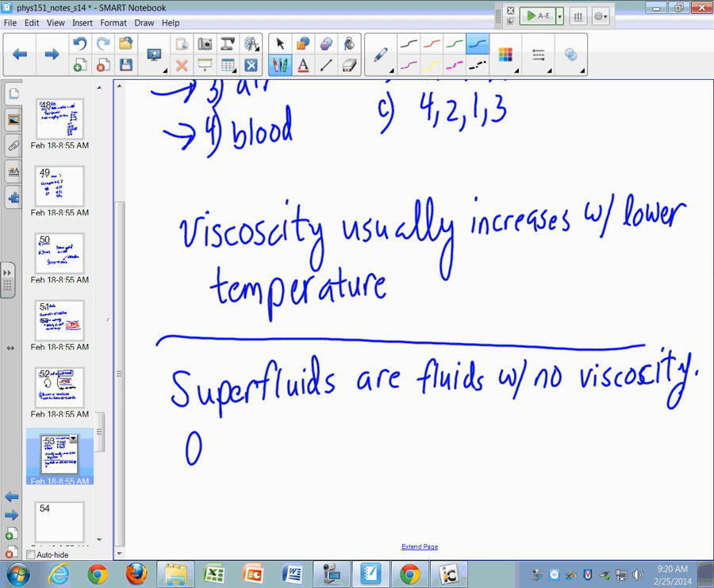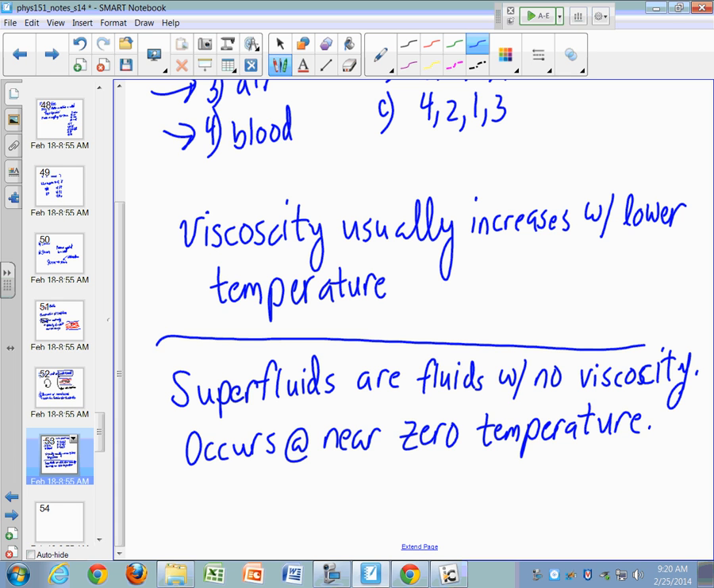And this occurs at near zero temperatures. And when I say zero temperature, I don't mean like, oh, it's 0 degrees outside. I mean the lowest temperature, the absolute zero temperature. Y'all probably heard of this before, right? We have these different temperature scales. We'll get into these in a chapter or two. These different temperature scales all go down to the lowest absolute point.